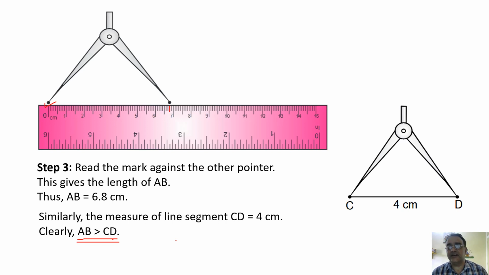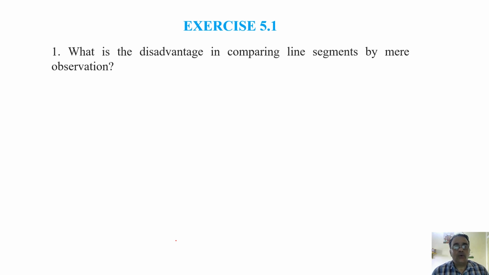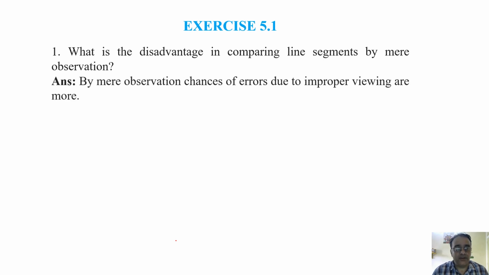Now we are going to start the first exercise, exercise 5.1. Let us start with the first question. What is the disadvantage in comparing line segments by mere observation? By mere observation, chances of errors due to improper viewing are more. Suppose I look from the side, one line segment may look slightly longer. That may occur. So by mere observation, chances of errors due to improper viewing are more.